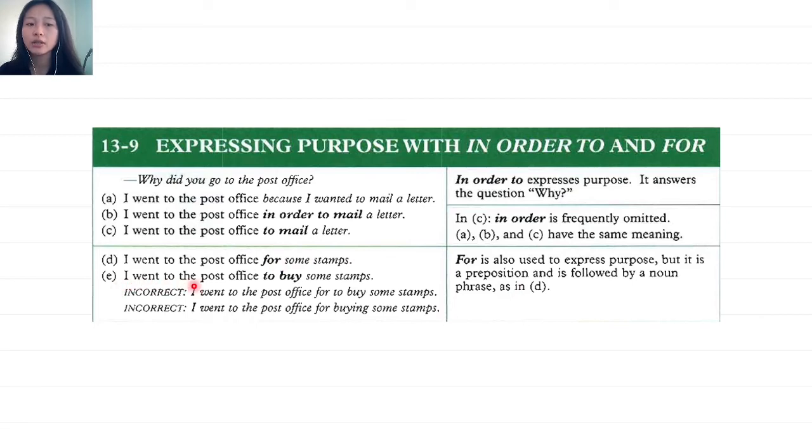And the number E, I went to the post office to buy some stamps. If we choose to, it has to be followed by a verb phrase, not a noun phrase. The incorrect sentence is, I went to the post office for to buy some stamps. You have to choose for or to, not together. And another incorrect one is, I went to the post office for buying some stamps. After for has to be a noun phrase, not a verb. So buying is not a good word to add here.